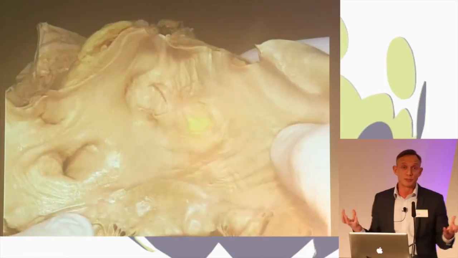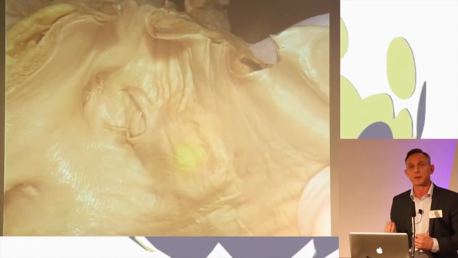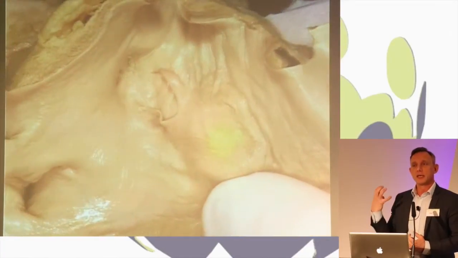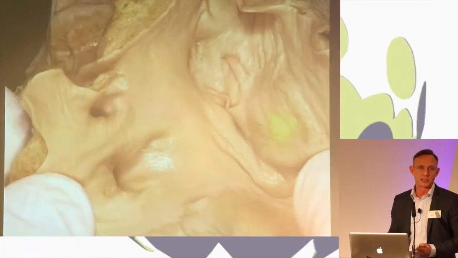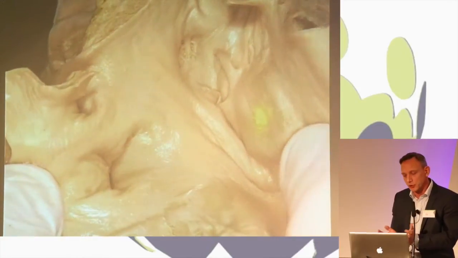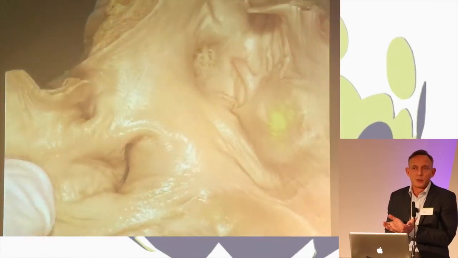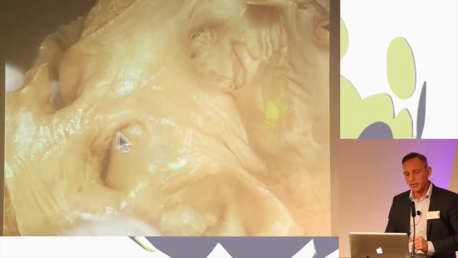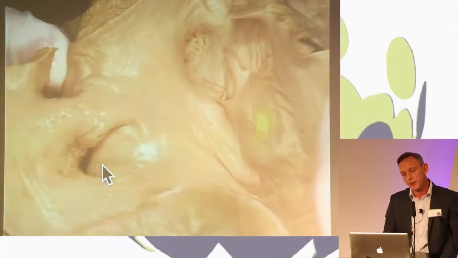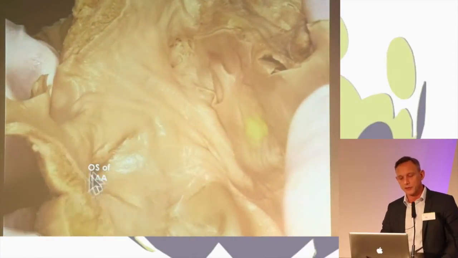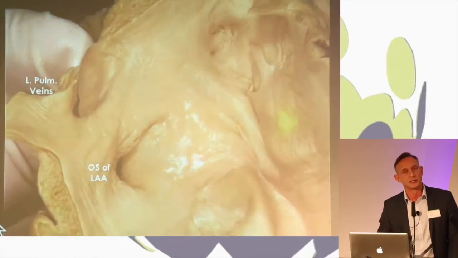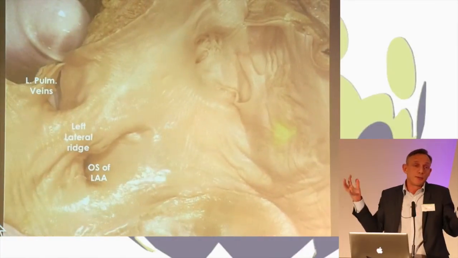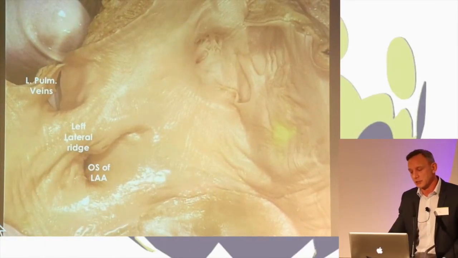And then, of course, perhaps the most important thing internally is the relationship of the atrial septum to the appendage. And here I'm transilluminating the true atrial septum. So this is the thin membranous portion, and this is the region that I would advise crossing during a transseptal puncture. Here is the appendage itself, the os of the oval of the left atrial appendage, with the pulmonary veins above and the left lateral ridge in between. So you can see that they're pretty well aligned in most instances.